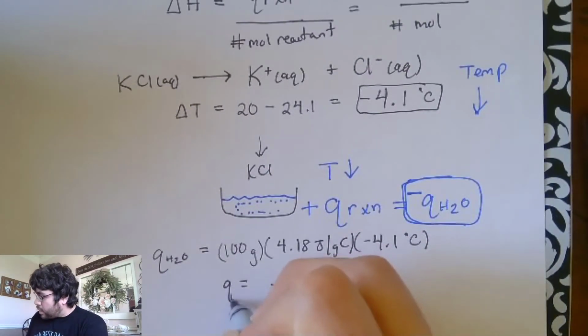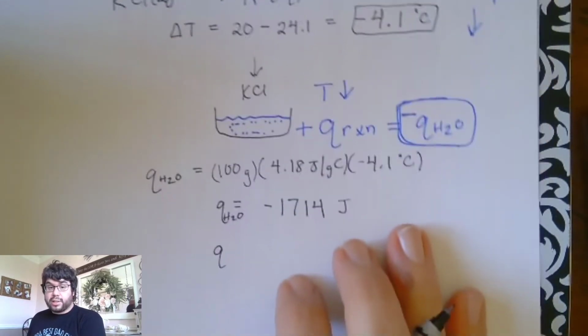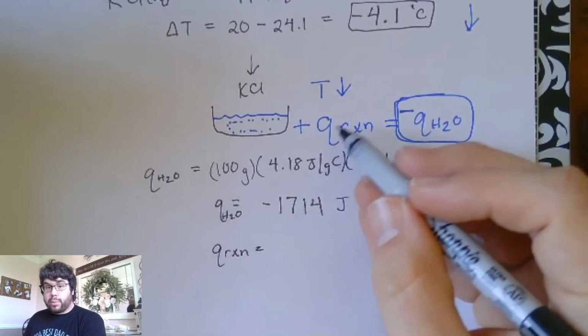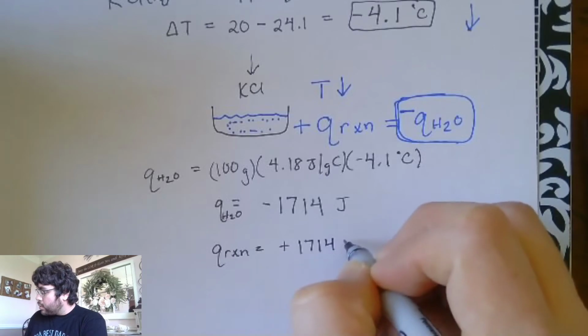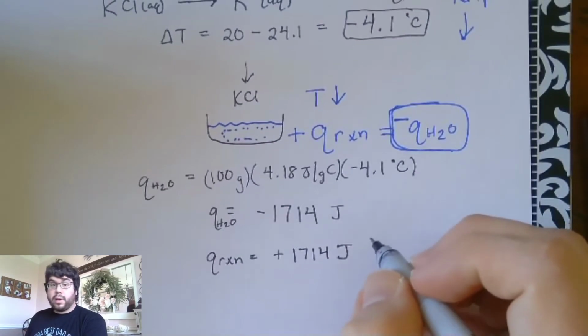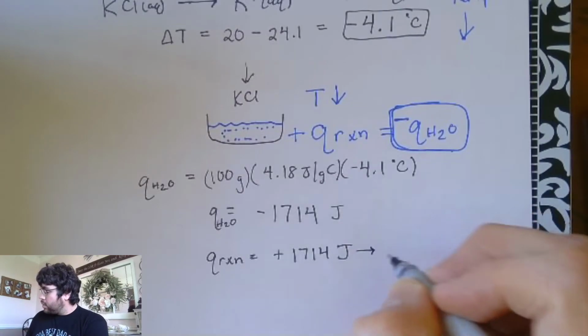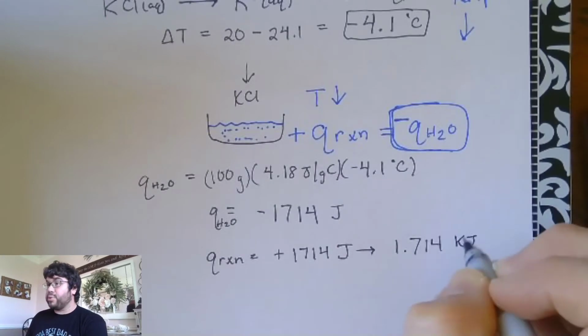Now that's for the water. For the reaction itself, it's going to be endothermic, so it's going to be positive 1714 joules. And I want to get that in kilojoules per mole for enthalpy, and that's going to be 1.714 kilojoules.